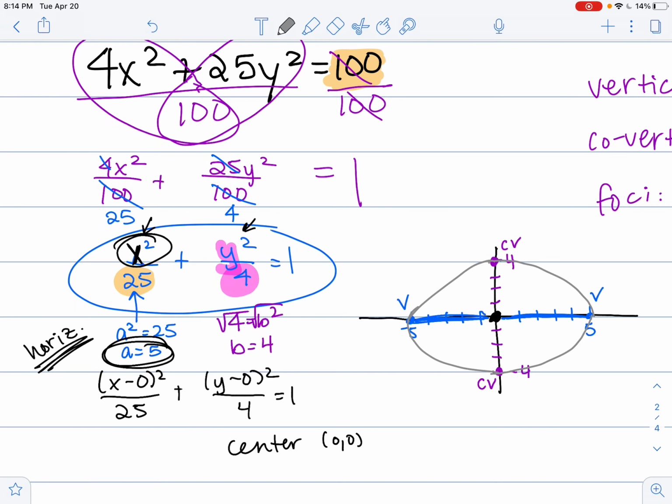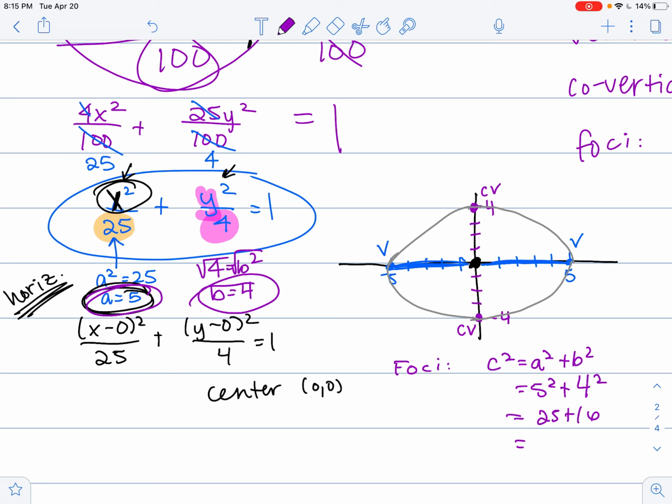And then the last thing I'm going to mark are my foci. So remember the foci, in order to find it, I use c squared equals a squared plus b squared. Well, in this case, a, again, is 5. B is 4. So we get 25 plus 16. And I get 41. So c squared equals 41. I'm going to take the square root of both sides, so I get c equals the square root of 41, which is about 6 and, well, what is that? No, not 6.